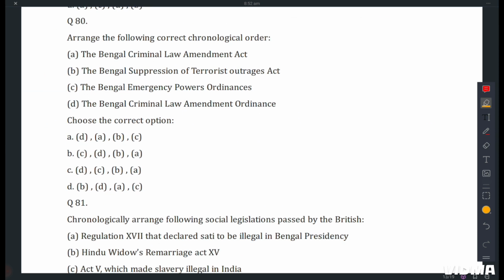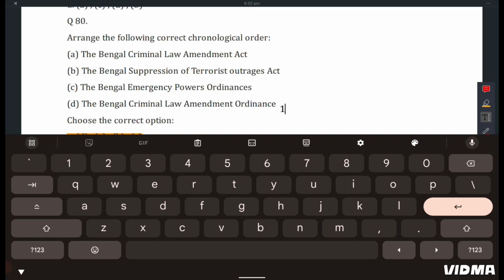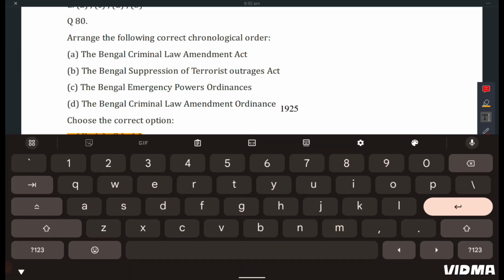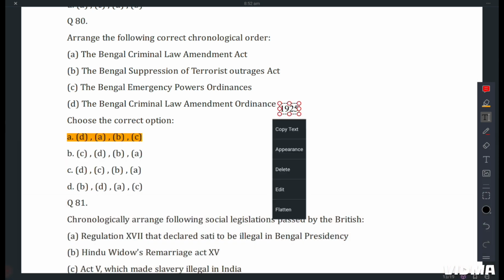Arrange the following in correct chronological order. So Bengal Criminal Law Amendment Act, the Bengal Suppression of Terrorist Outrages Act, Bengal Emergency Powers Ordinances, Bengal Criminal Law Amendment Ordinance. It is option A. First comes Bengal Criminal Law Amendment Ordinance 1924, which was actually passed in 1925. Okay. Then comes the Bengal Suppression of Terrorist Outrages. One minute. Okay, some mistake. Oh, it is 1924 only.